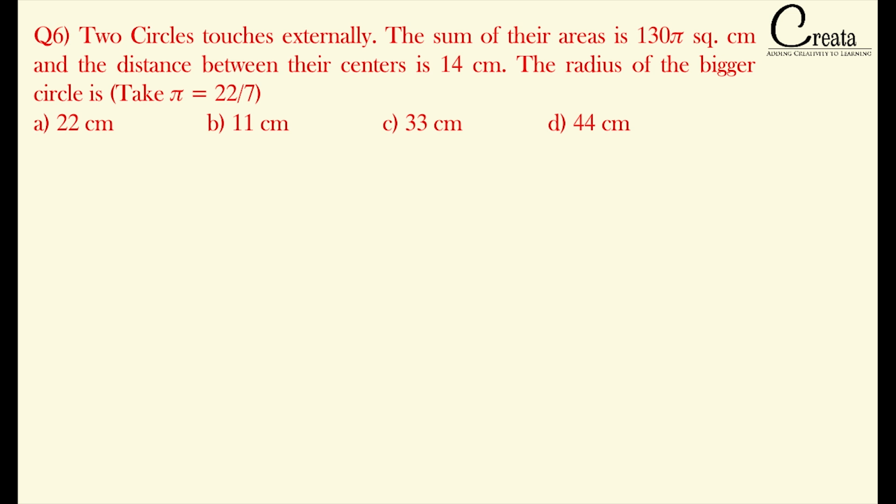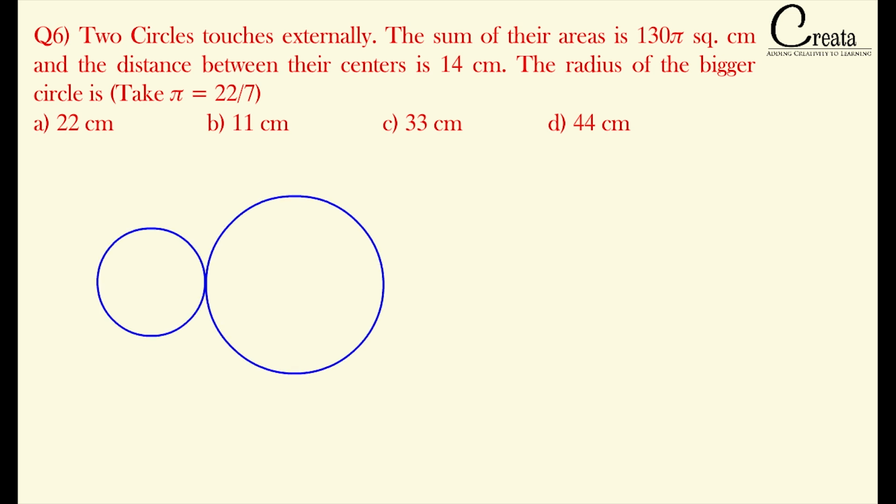This question is talking about two circles which are touching externally. Let's take two circles. These two circles are touching externally. And in the question, the distance between the centers of these two circles is given as 14 centimeter. Let's assume the radius of the first circle as r1 and the radius of the second circle as r2. The distance between the centers of both circles is given as 14 centimeter. Means r1 plus r2 will be equal to 14 centimeter.